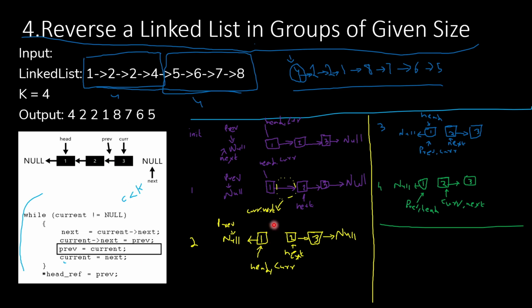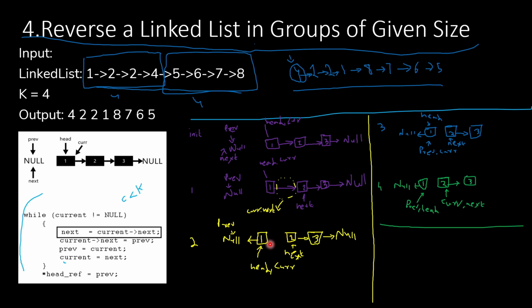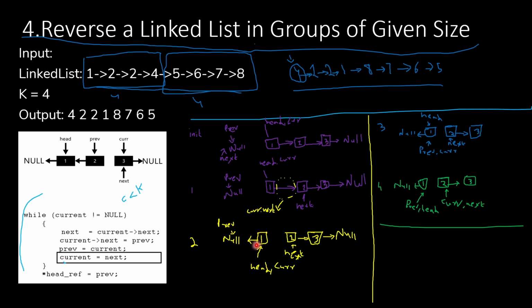Current was earlier at the position of 1. So current dot next is pointing towards 2. So now we are saying current dot next shouldn't point towards 2 and should point towards the previous variable which has a value of null. So now current dot next is pointing towards this previous variable which is null. So this arrow you see is the current dot next of the first element. So this is the statement of the second line.